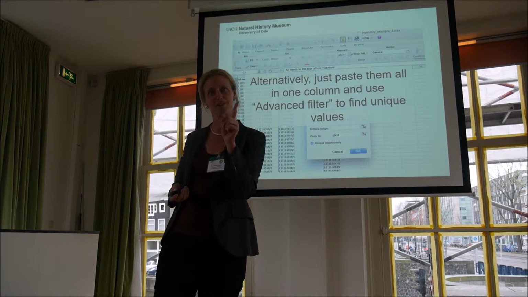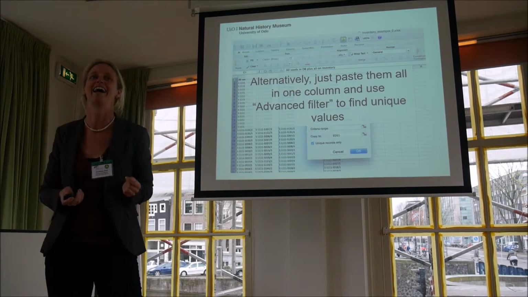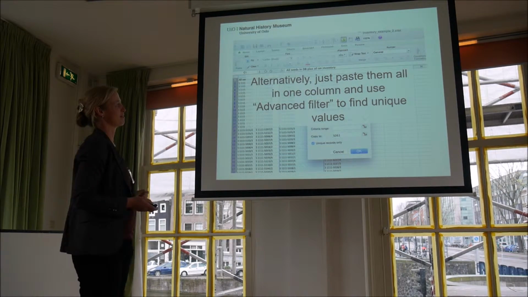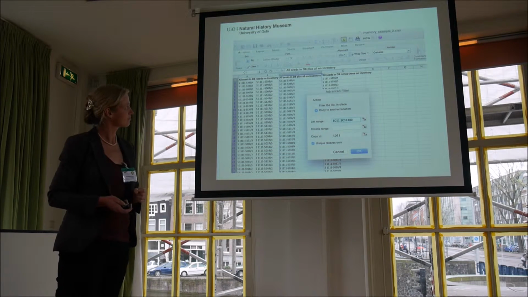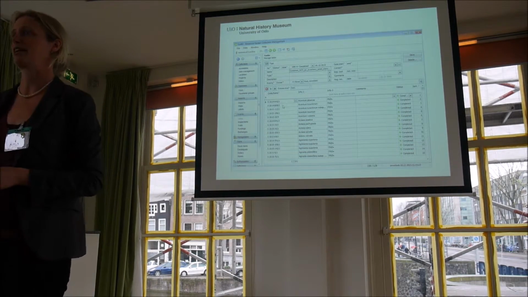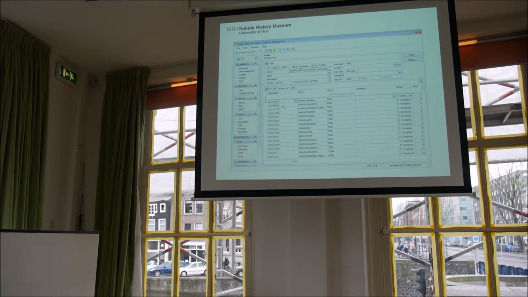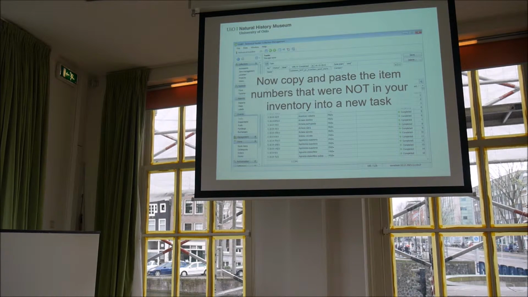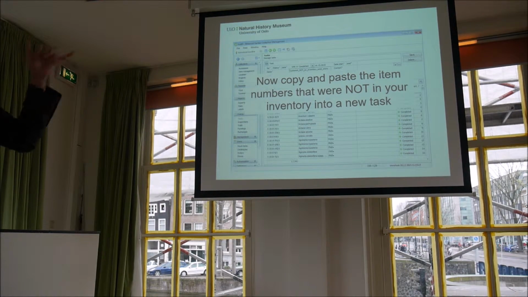And I think it should be possible to do it in Iris, using a tagging system or something. So then what you do is you create a new task with all the stuff that is not in your inventory anymore, which you can just copy paste out of Excel into a task. So you will get a task with all the things that were actually not there.